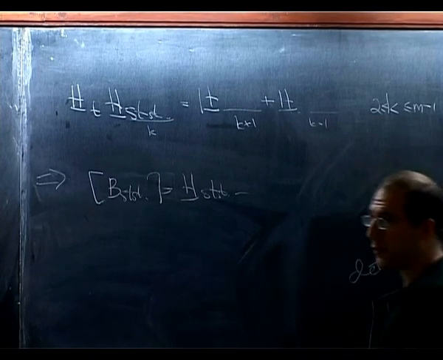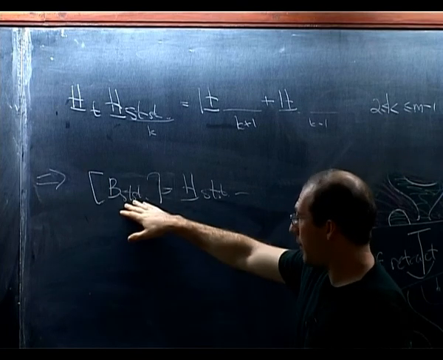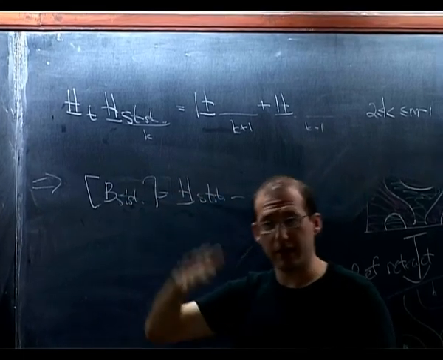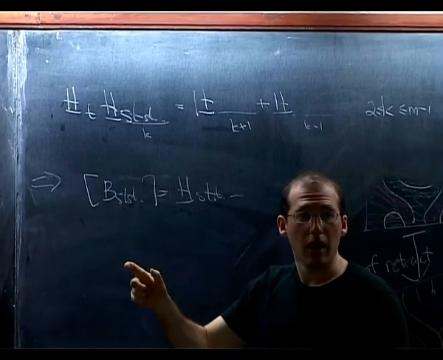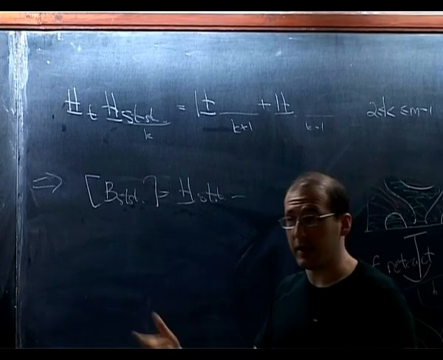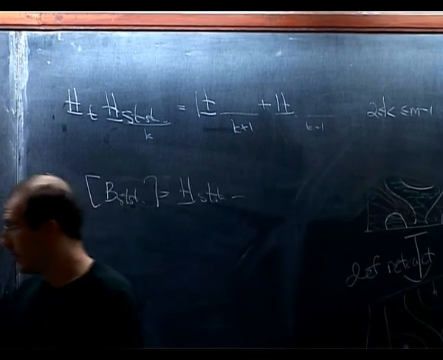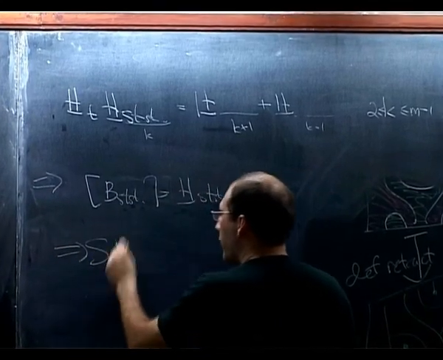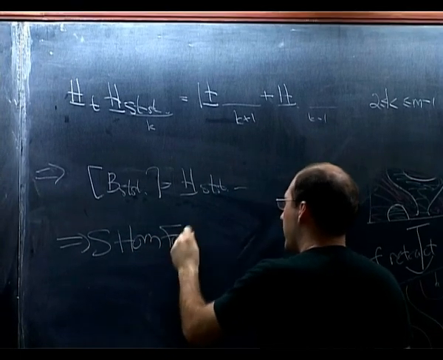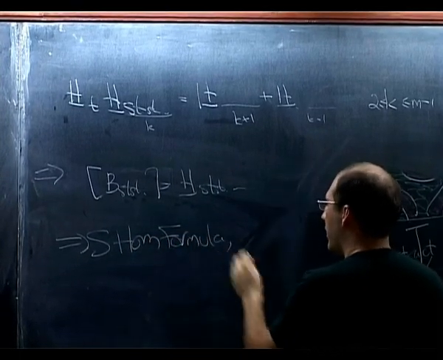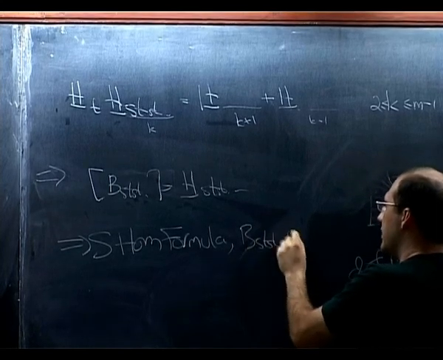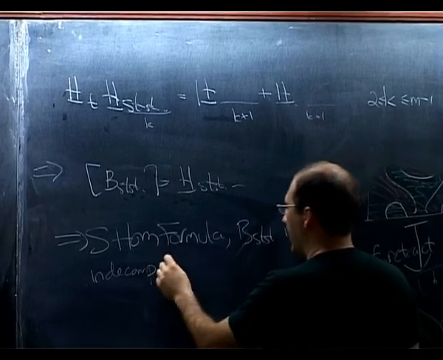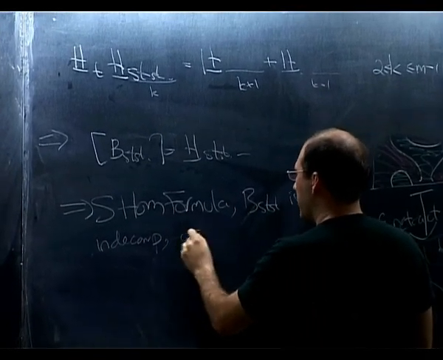And then by Soergel's Hom formula, one deduces that this object has a trivial endomorphism ring. If the endomorphism ring has nothing in negative degree, it's scalars in degree zero, and therefore it's indecomposable. And therefore it is the indecomposable Soergel bimodule. So by Soergel's Hom formula, BSTST is indecomposable, and it agrees with earlier notation.